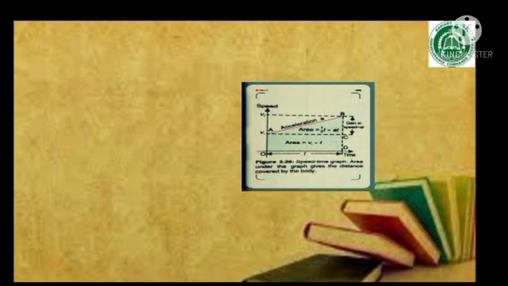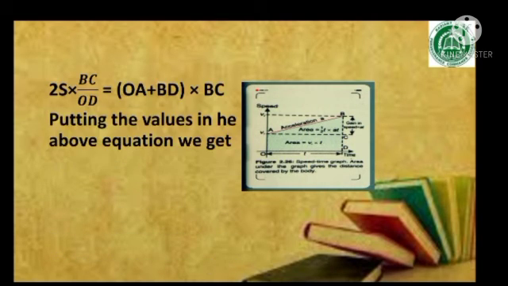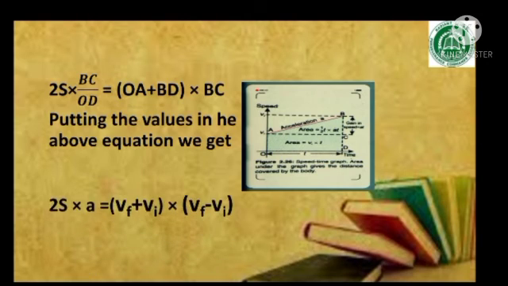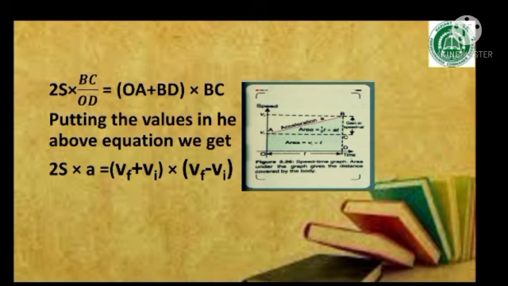Now putting the values in the above equation, let us start from the left hand side. 2s multiplied by BC by OD. Instead of BC by OD there is acceleration. OA is Vf plus BD, BD is Vi, and BC, as you know from the derivation of the second equation of motion, is Vf minus Vi. Now in this expression on the right hand side you can apply the formula (a plus b) into (a minus b) on the expression (Vf plus Vi) into (Vf minus Vi). Now it will turn out to be 2as equals Vf square minus Vi square.